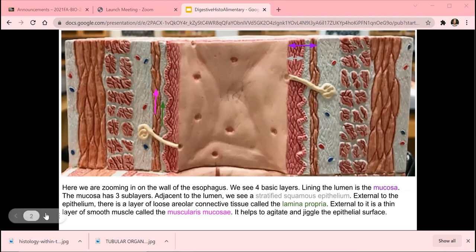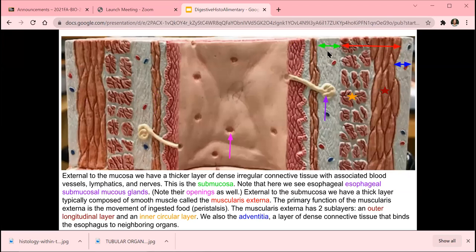After the tunica mucosa, you can see the next layer, which is tunica submucosa. This is dense irregular connective tissue. You can see blood vessels here. We also have lymphatics and submucosal plexus as the nerve fibers. In the esophagus, in the tunica submucosa, we have a gland which we call the esophageal submucosal mucous gland. Esophageal because it's in the esophagus. Submucosal because it's in the submucosal layer. And mucous because it can secrete a viscous secretion of mucus. These esophageal submucosal mucous glands open through a duct into the lumen. And you can see the openings in the lumen of the esophagus.